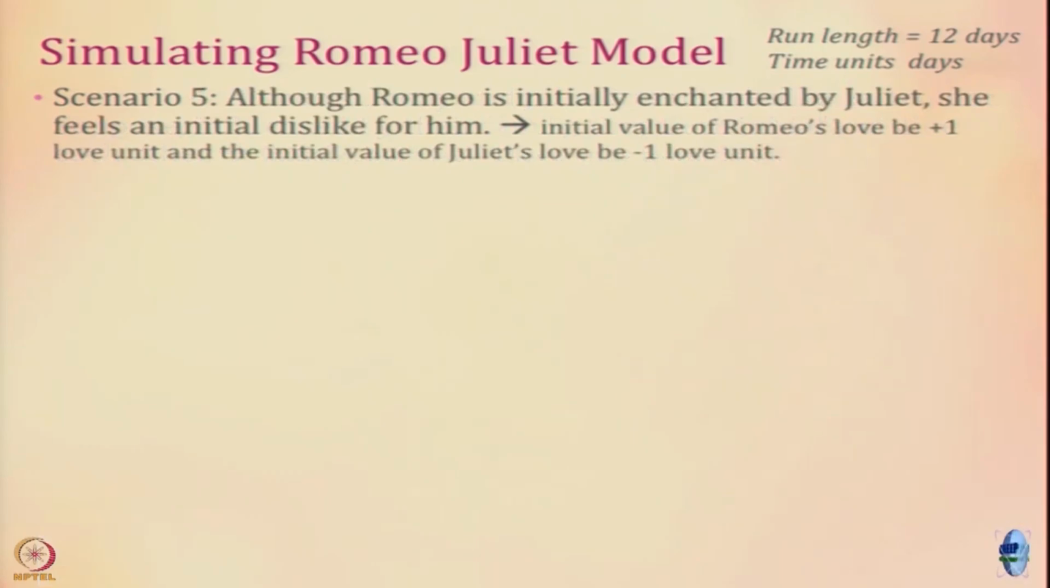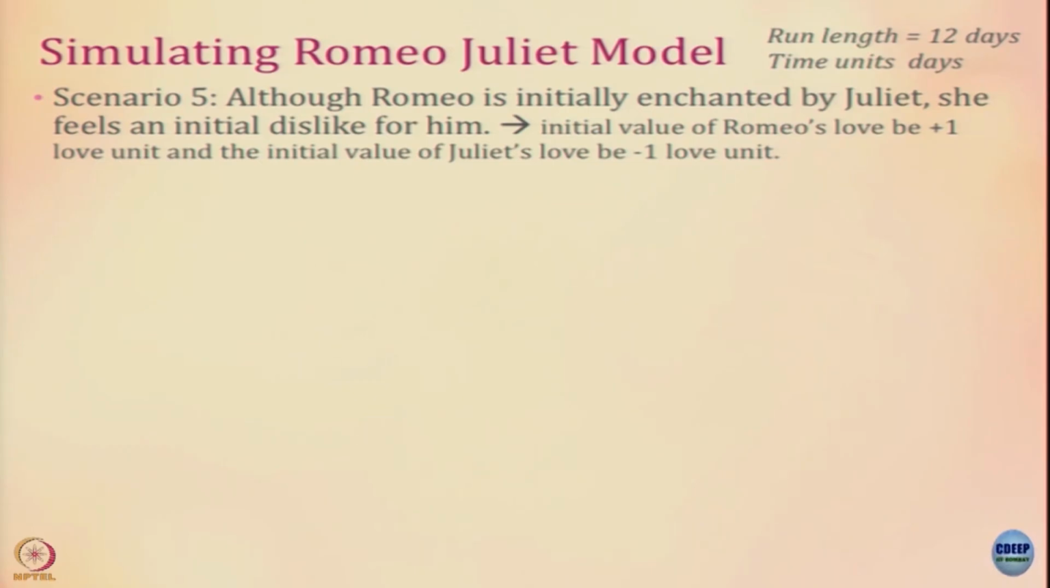How about if it's more complicated? Although Romeo is initially enchanted by Juliet, she feels an initial dislike for him. I think we can simply model it by saying the initial value of Romeo's love is +1 love unit and Juliet's is -1 love unit. She dislikes him but he likes her. Then what do you think will happen? Will it cancel each other? After some time it will, you have seen too many movies.